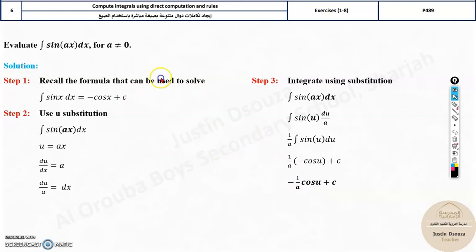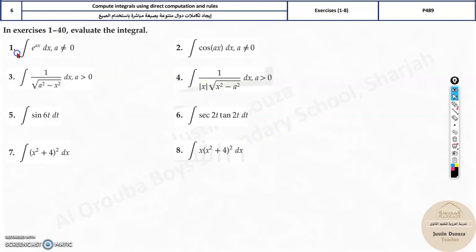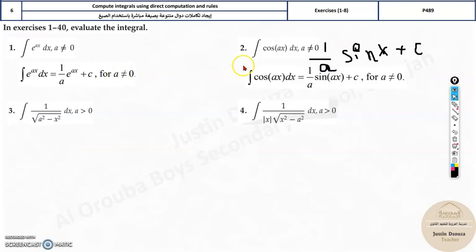Now here you need to remember one important thing. Whenever you have a constant, when you do the u substitution, it will go out as the fraction 1 divided by the constant. Let's just look at these. There are many over here. I'll just pick sine or cos. If you're doing cos, all you need to remember is the cos formula. This is the shortcut: the integral of cos is sine, so it'll be sine x plus c. But don't forget, you need to have this constant 1 by a out. You can do the u substitution and check the answers as well.